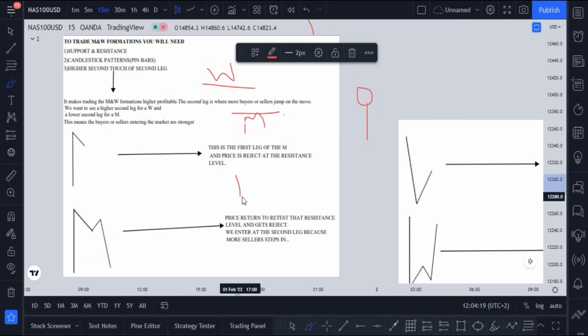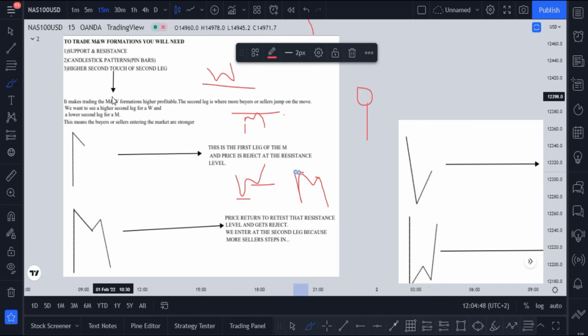So remember the example that we just showed you, where we have a second leg that is higher than the first leg, right? That is what we want you to see for the W formation, and the leg that is lower for the M formation, right? For the M formations, we want to see the second leg to be lower than the first leg over here, right? This means that the buyers or sellers entering the market are much stronger, so they have much more influence on the price at that point.